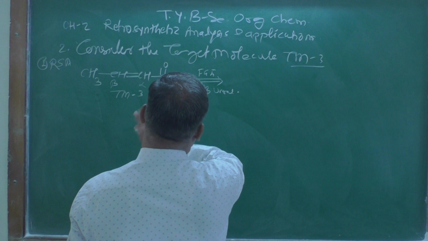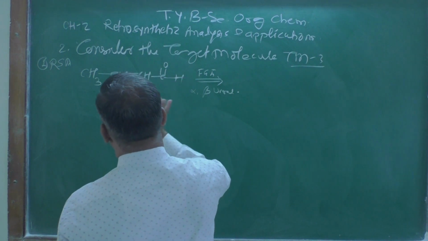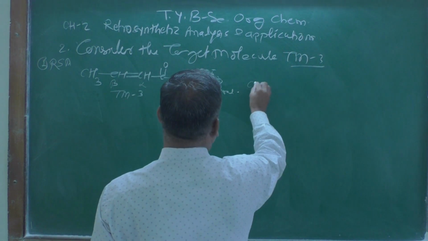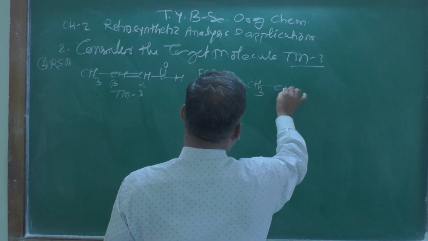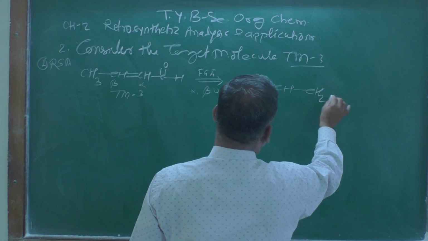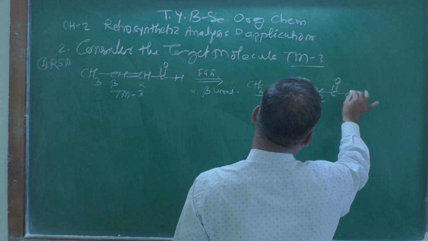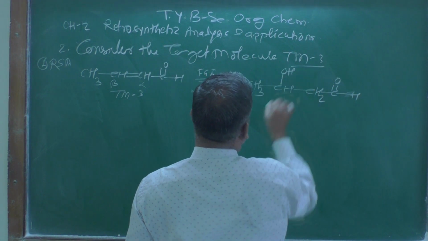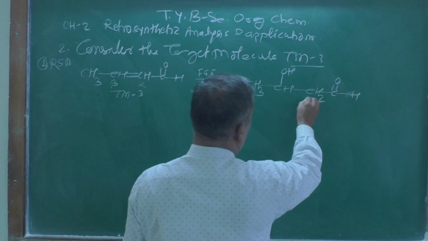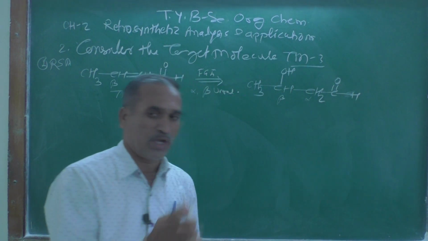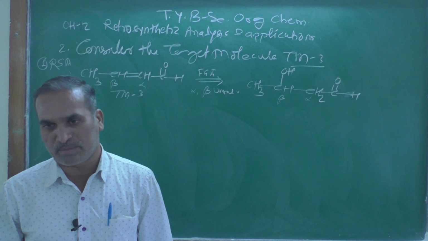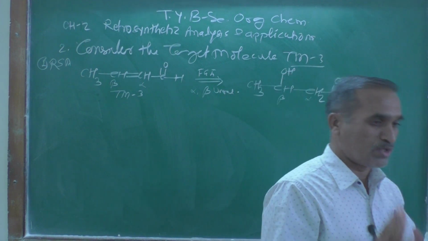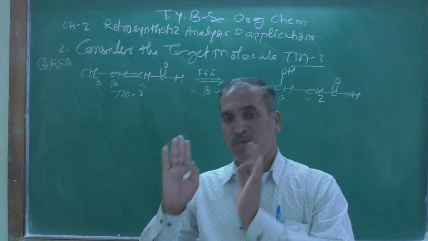So as usual, an alpha beta unsaturated compound is there, and generally the hydroxyl group is present at the beta position. We know CH3, then CH, then CH2, then C double bond O, and this is H. I am putting the hydroxyl group at the beta position. Look, this one is alpha, this one is beta. When the hydroxyl group is present at the beta position, the common name given to that compound is nothing but aldol.